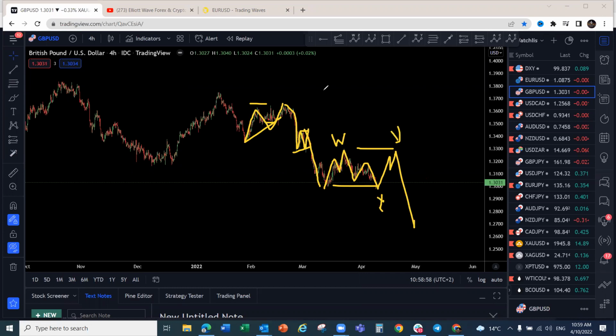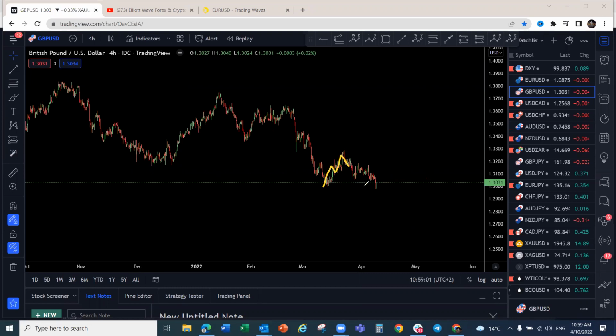If you don't get this pullback, that means this is all your correction, and pound is going to continue to the downside. So this will be the decider here. Okay, so a move to the upside here on pound will be a good indicator that we still have more downside there. Okay, so that is pound US dollar.